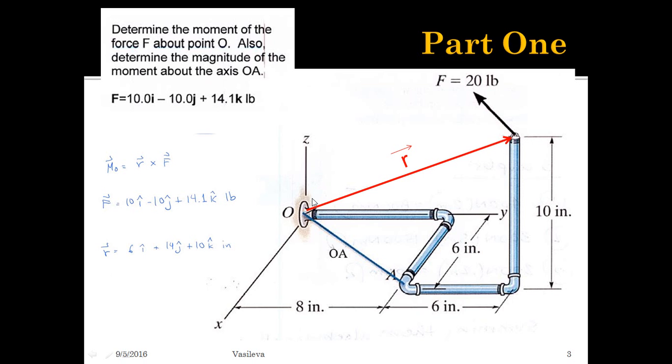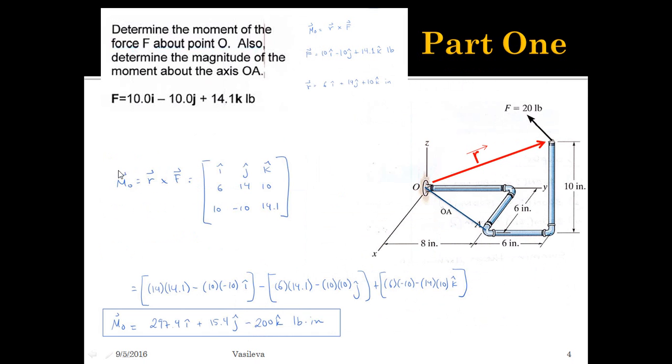So we just need to find this point here relative to the origin. It's 6 in the positive x direction, 8 plus 6, 14 in the positive y direction, and 10 in the positive z direction. And pay attention to units. We are working in pounds and inches here. So now that we know our force vector and our position vector, all we do is R cross F.